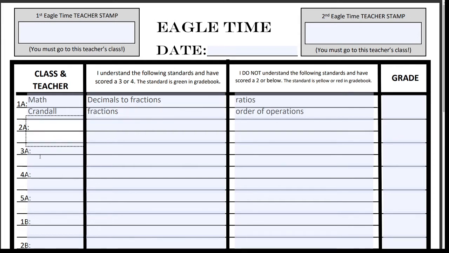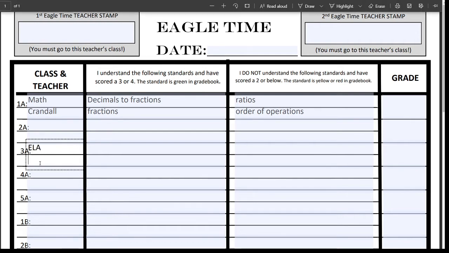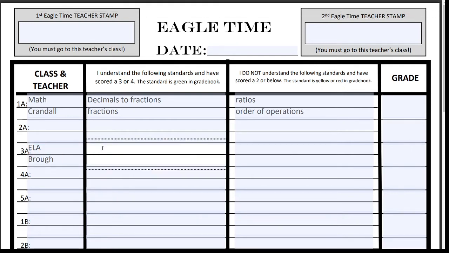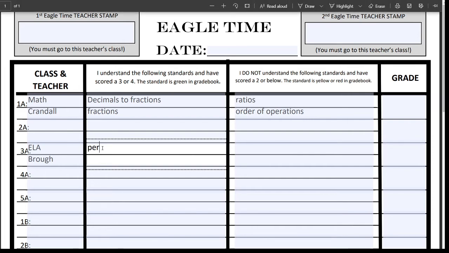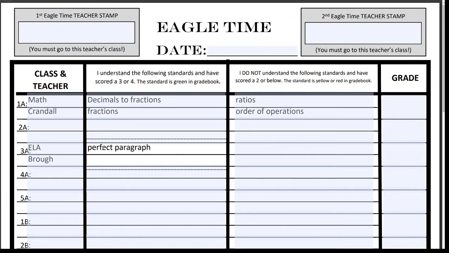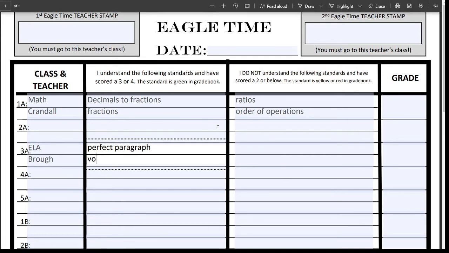For example, say your third period is your English class. I put ELA for English language class. And you have Mr. Bruff, because you're a seventh grader, and he's one of the seventh grade teachers. During the week, you guys talked again about the perfect paragraph. And you're finally getting to the point where you understand what the perfect paragraph is. You had it as a sixth grader, you have it as a seventh grader, you're going to have it as an eighth grader. It's something that they want you to understand. And you finally get it. Put it there.